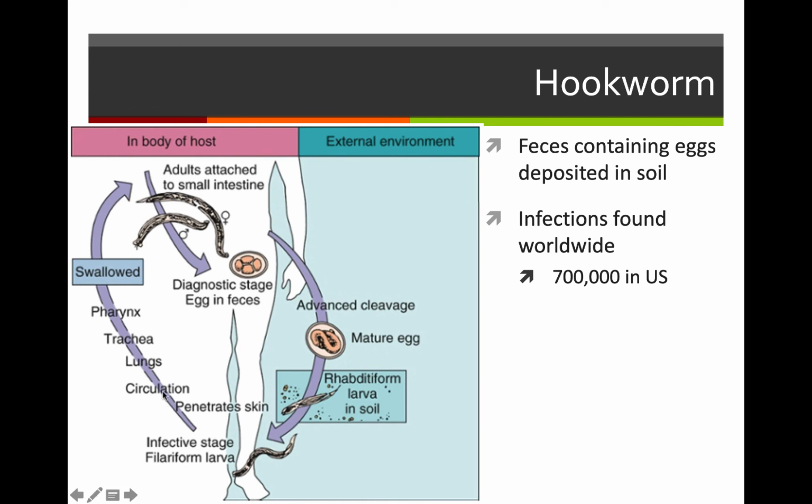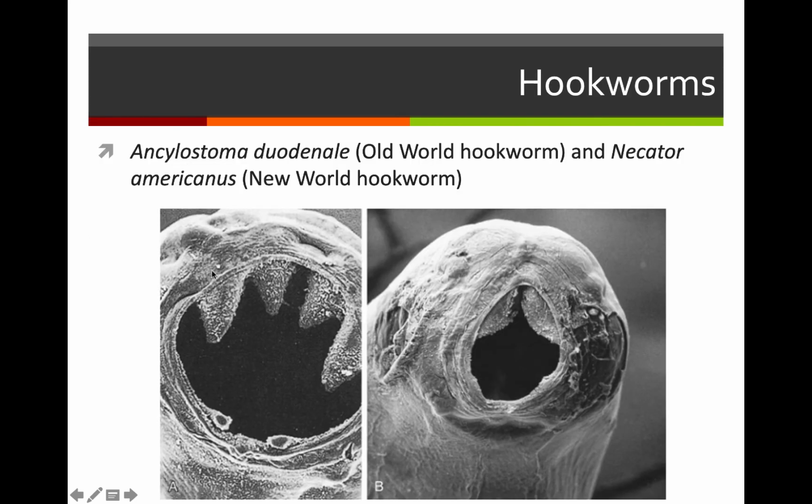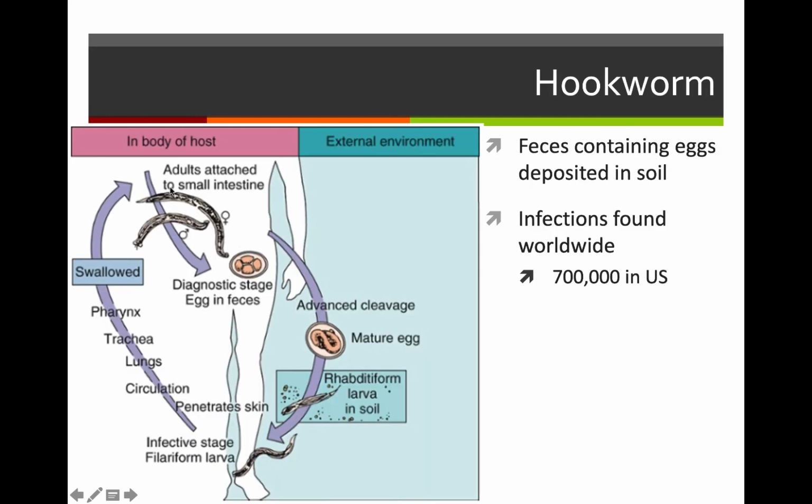It will then enter circulation where it will move to the lungs, up the trachea, the pharynx, and eventually be swallowed. The adults will use those biting mouth parts to attach to the small intestine. Again, we've got a female and a male worm because these are not hermaphroditic. They will continue to lay eggs, which will be passed in the feces, etc. Infections are found worldwide. It's estimated that approximately 700,000 people will get a hookworm infection every year in the U.S. And again, this is most often associated with encountering animal feces.